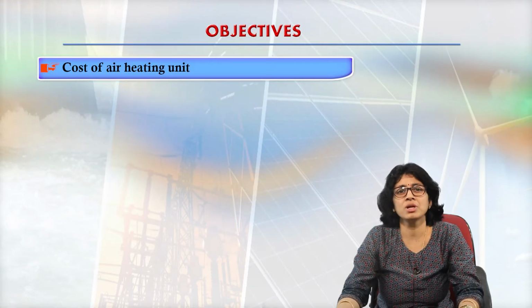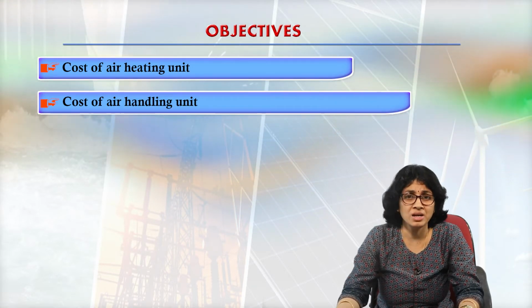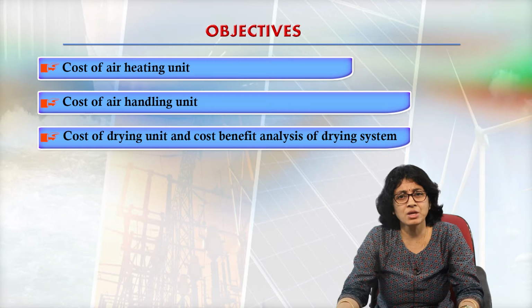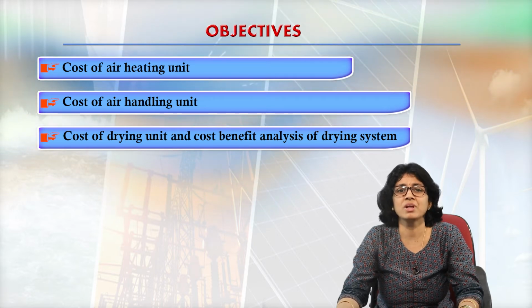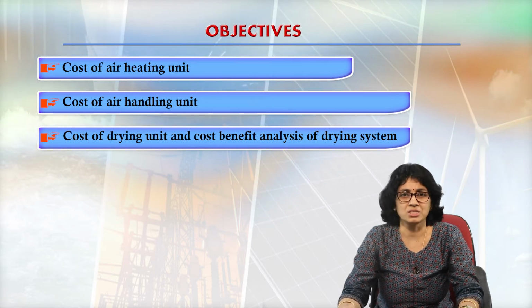The objectives of this unit: after studying this unit, you will be able to understand the cost of air heating unit, the cost of air handling unit, the cost of drying unit, and cost benefit analysis of the drying system.